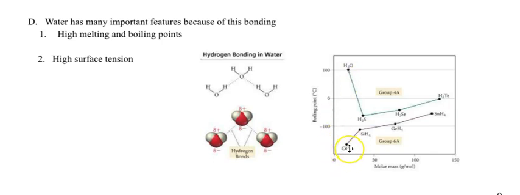CH4 has a molar mass of 16, and water has 18, so they have nearly the same molar mass, but look at the huge difference between their boiling points. So what does this tell me? Water has a lot higher intermolecular attraction than does CH4. That's what that tells me, okay?